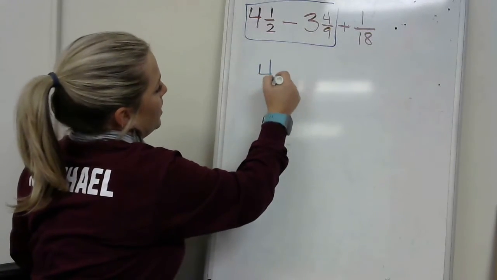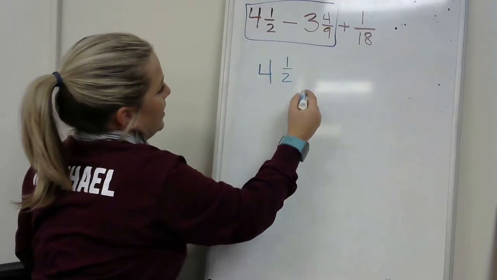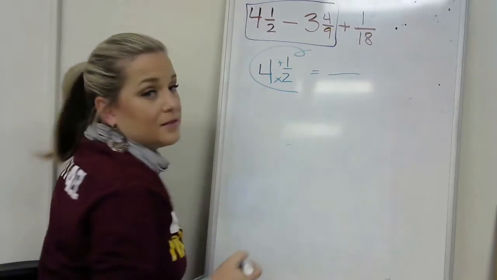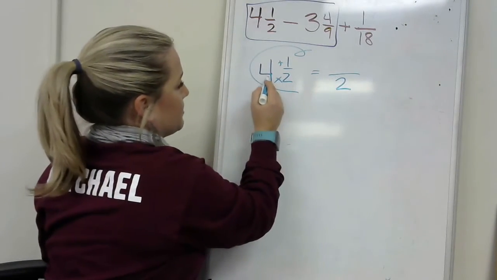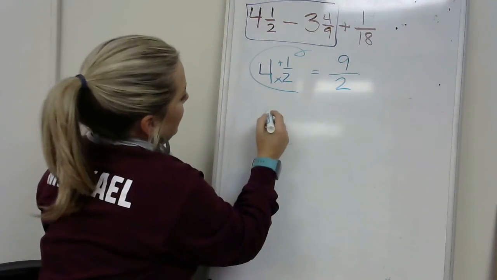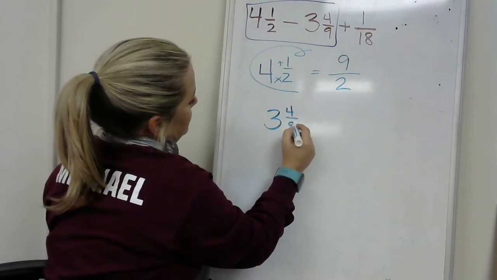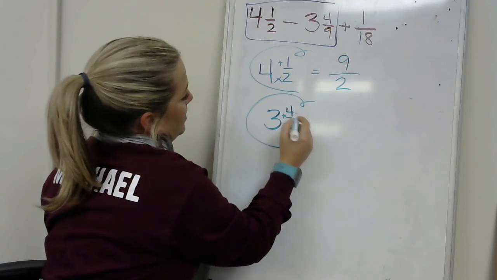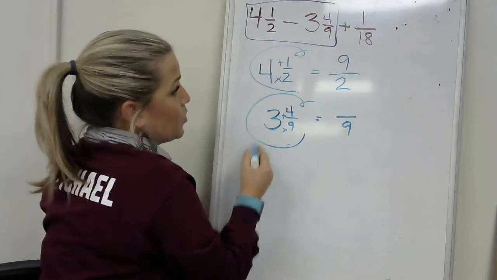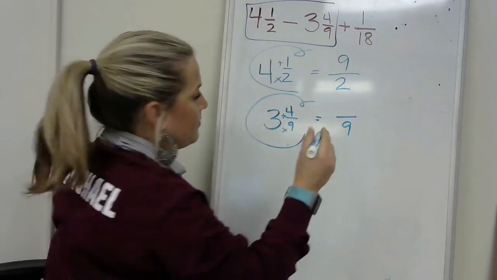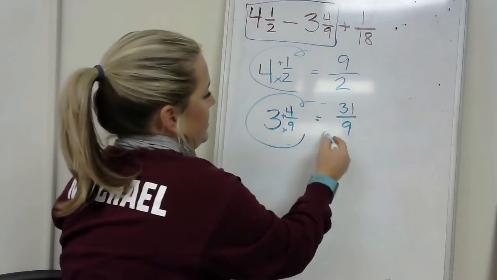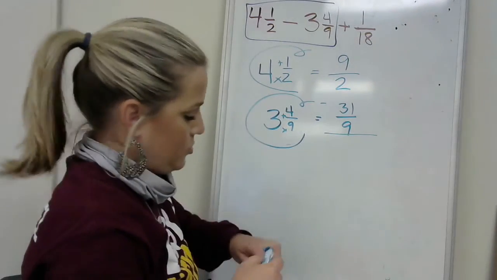So I've got 4 and 1/2, and I'm going to Texas two-step it, multiply and then add. So my denominator is going to be 2. 2 times 4 is 8, and 8 plus 1 is 9, okay? Then I have 3 and 4/9. Texas two-step that. My denominator is 9. 9 times 3 is 27, and 27 plus 4 is 31. Okay? And I've got to subtract these, but I can't subtract them because my denominators are different.